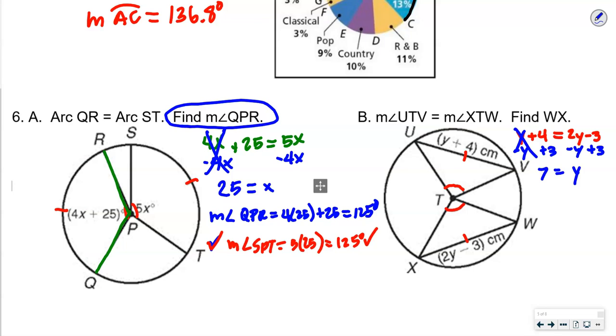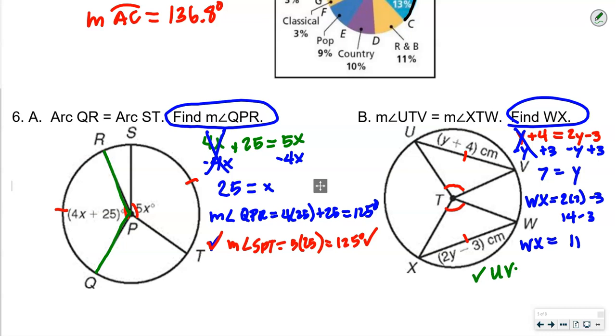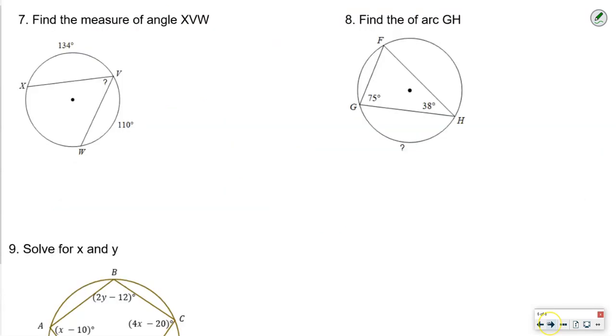Again, not our answer because it's asking us for WX. So we're going to plug it back in there. WX is equal to 2 times 7 minus 3. That's 14 minus 3. So that's 11. WX is equal to 11. Now, once again, I'm going to check it. So I'm going to plug it in the other one. Okay, so I'm going to say UV is equal to 7 plus 4, which is also 11. So yep, checked out. All right, so this next one says find the measure of angle XVW.